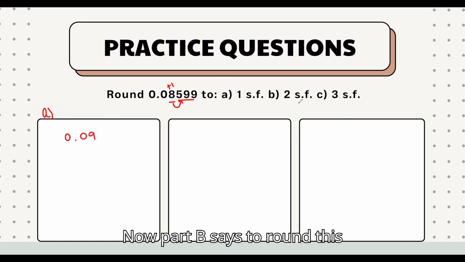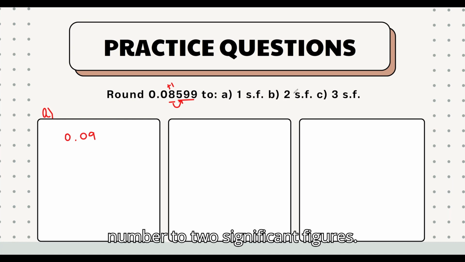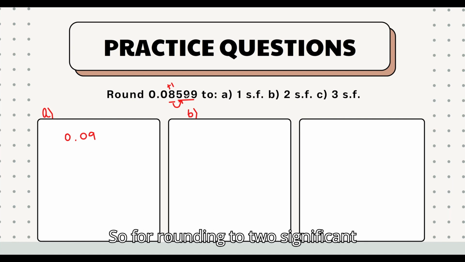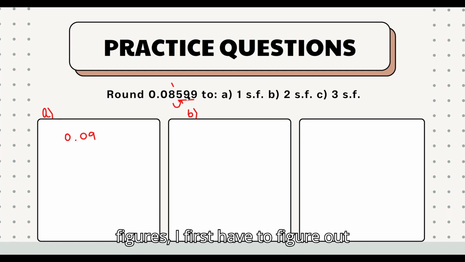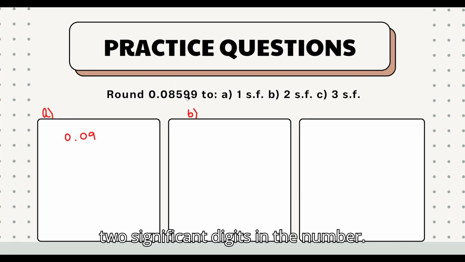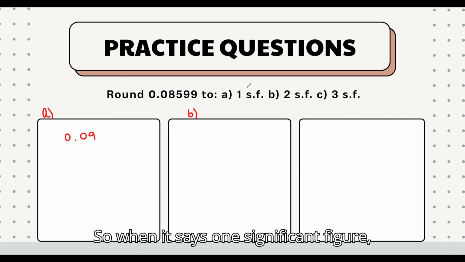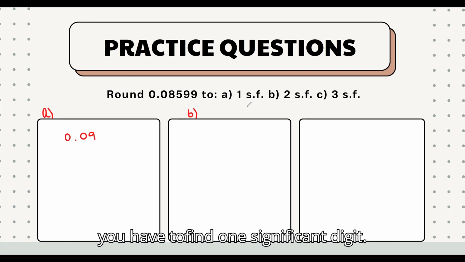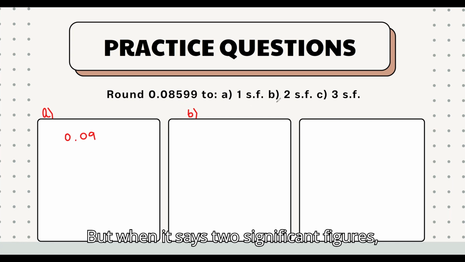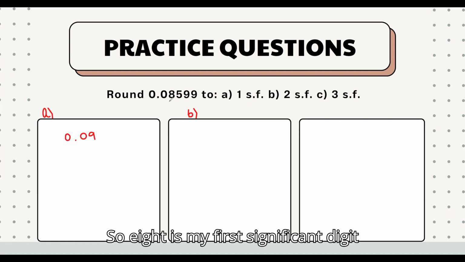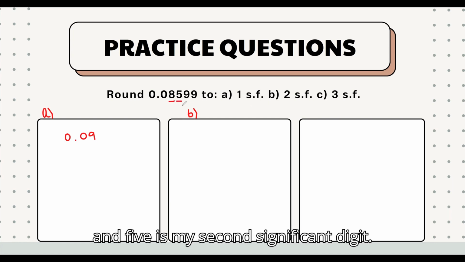Now part B says to round this number to 2 significant figures. So for rounding to 2 significant figures, I first have to figure out 2 significant digits in the number. When it says 1 significant figure, you have to find 1 significant digit. But when it says 2 significant figures, you have to find 2 significant digits. So 8 is my first significant digit, and 5 is my second significant digit.